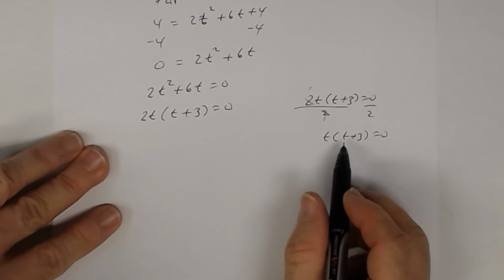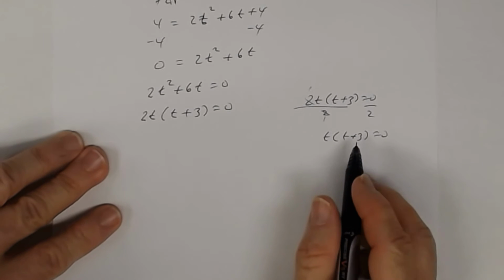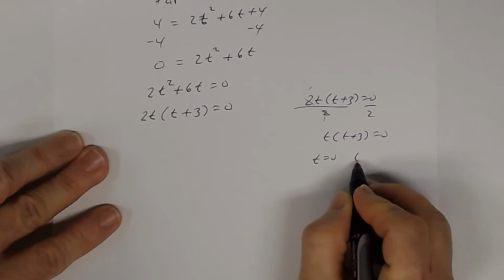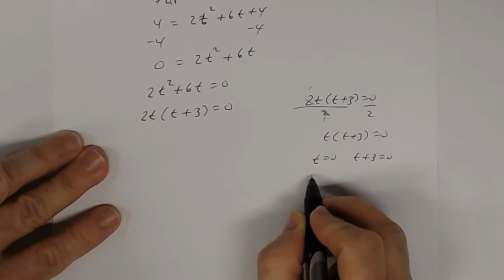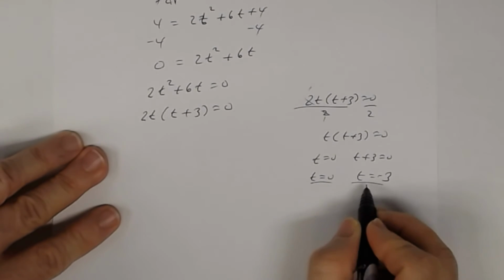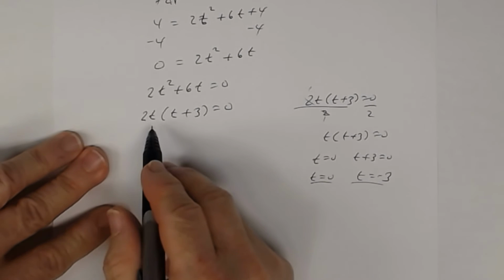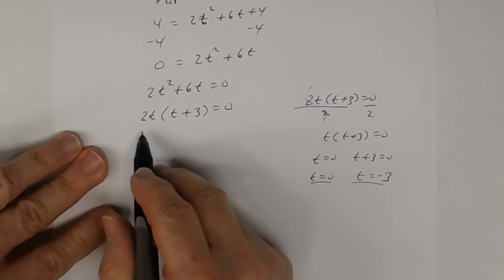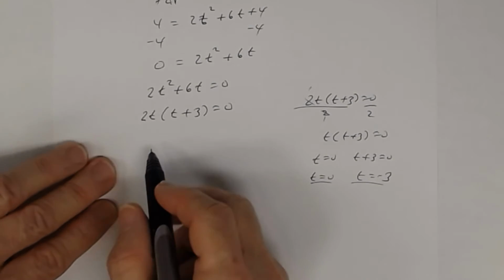And then when you solve this equation, you set each factor equal to 0. You get t equals 0, t plus 3 equals 0, t equals 0, and then t equals negative 3. So those are your two proposed solutions. You would get the same thing even if you did not divide both sides by 2.